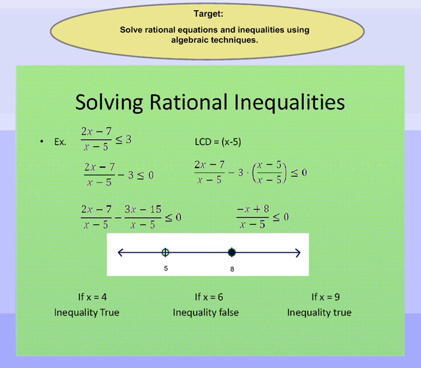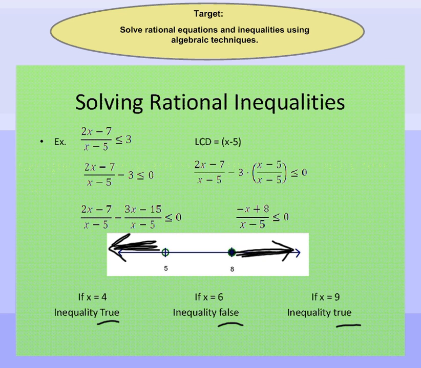Okay. When we put in a number 4, if you did the work, the inequality was true. That means it is true in this direction. When we put in 6, the inequality was false. That means we do not shade in the middle. Those numbers in between 5 and 8 do not make the inequality true. And then x equals 9, the inequality was true. So we shade that side.